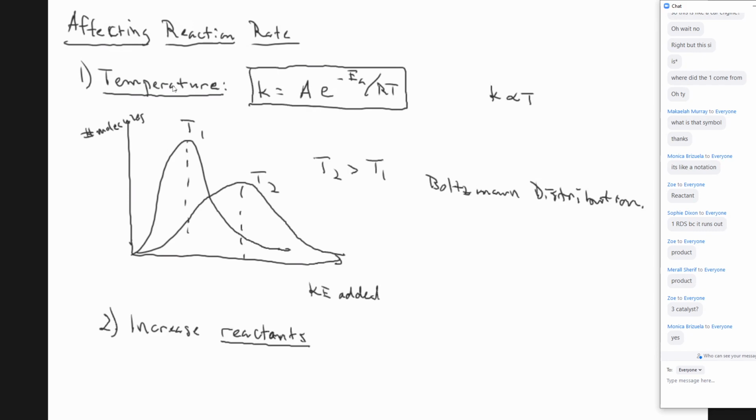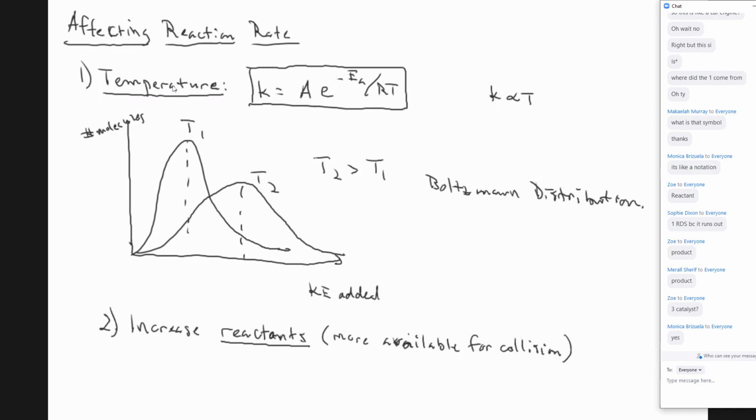So that means increased reactants, then there's more available for collision. Right? So what does that mean? That just means that there's more reactants to react with or to collide with to form a reaction, right?